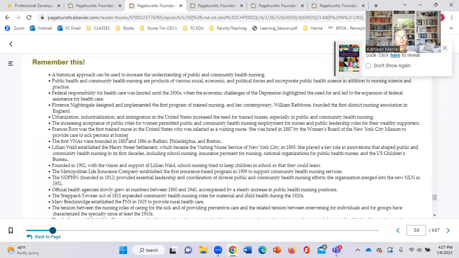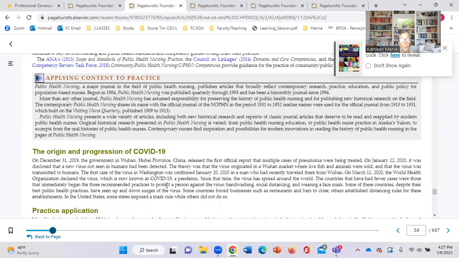And then you remember this. Okay, your summary of the chapter. Okay, it talks about Florence Nightingale. Here's her summary. Lillian Ward, here's her summary. Mary Breckinridge, here's her summary. Okay, so have a look at that.